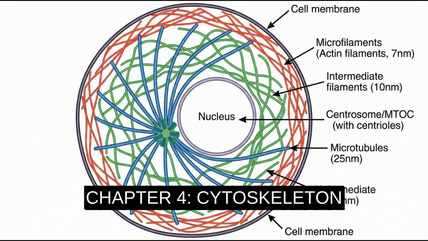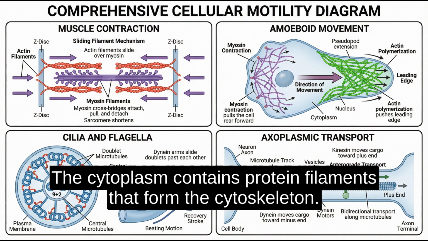Receptors are proteins that bind signaling molecules and trigger cellular responses. Transport across membranes occurs through passive and active mechanisms. Passive transport includes simple diffusion, facilitated diffusion, and osmosis, which do not require energy. Active transport requires ATP to move substances against their concentration gradient. The sodium-potassium pump maintains ion gradients essential for nerve function.